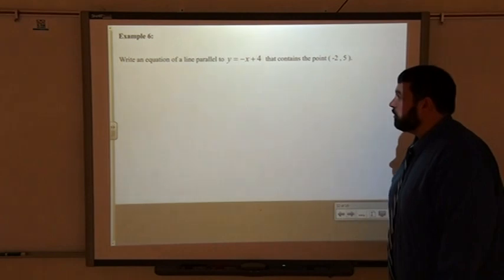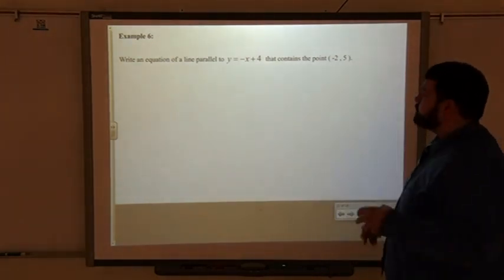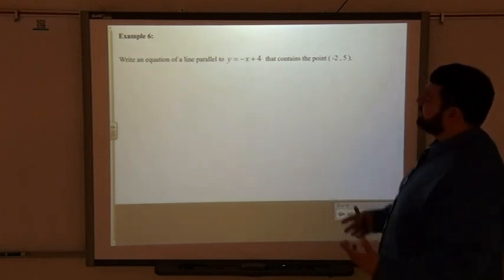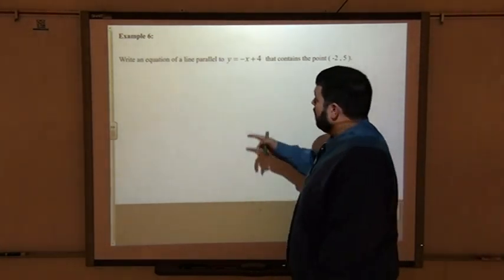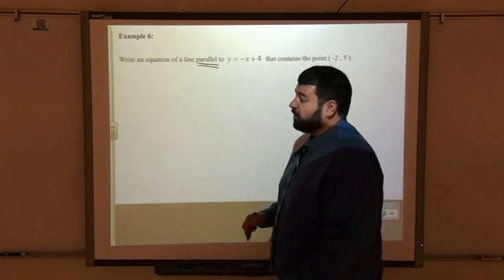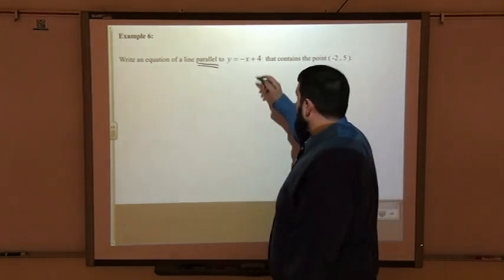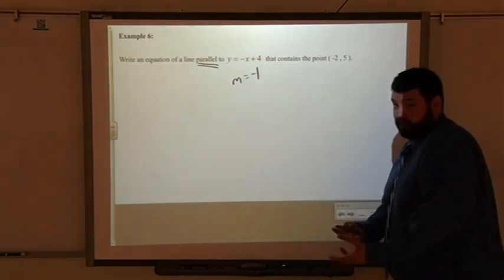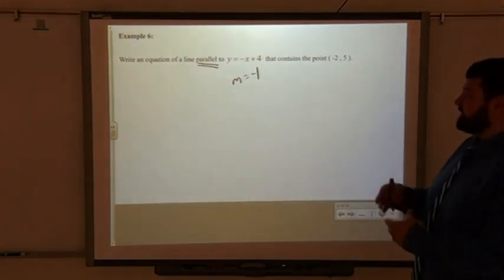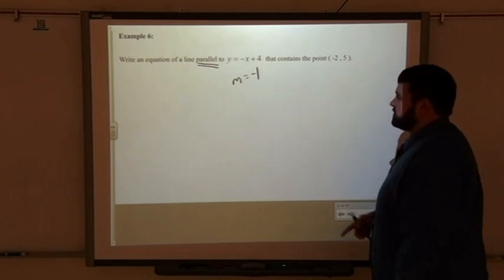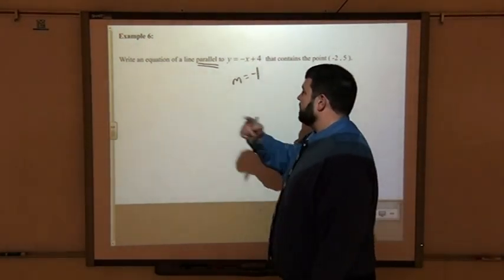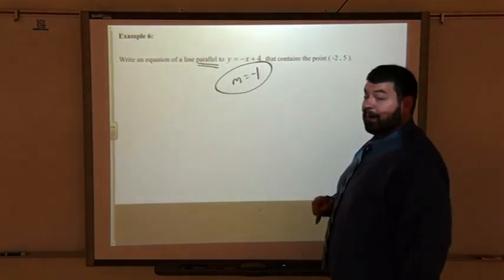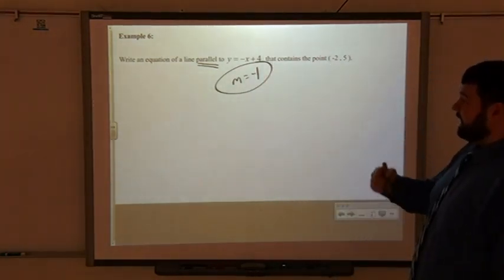Example 6 now wants me to write an equation of a line parallel to y equals negative x plus 4 that contains the point negative 2 comma 5. So we want parallel, so we have to remember, how are the slopes of parallel lines related? Well, the slope of this line is negative 1 because there's a plain old negative sign. Remember, we say that there's an imaginary 1 there. So the slope of this line is negative 1. The slopes of parallel lines are equal, so the slope of my new line is also negative 1.